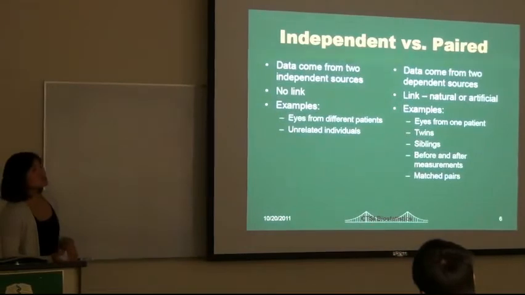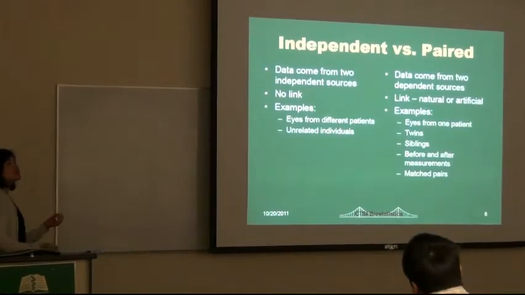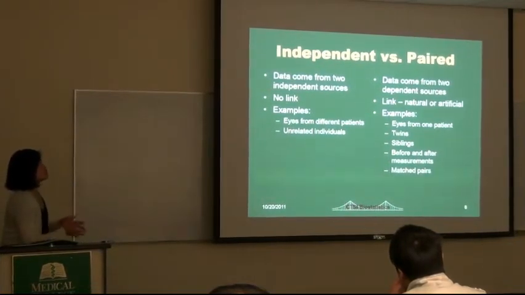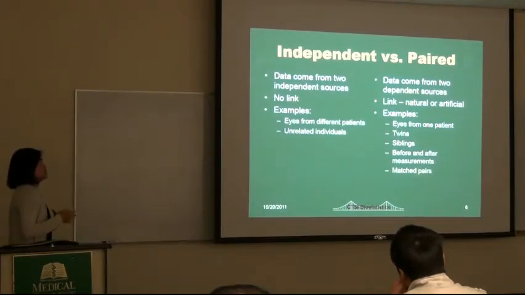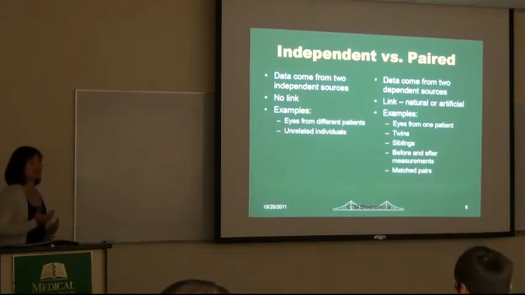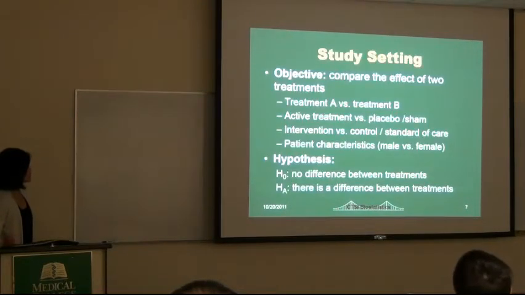Some alternative designs will give you dependent samples, which means that there are links between objects in one group with objects in the other. Some examples are if you compare treatment based on two eyes of the same patients, or if you use twins to study treatments, or siblings, or compare before and after measurements. And in some cases, you can actually match individuals that are not related, artificially linking them by certain characteristics. And we'll go through some scenarios of these examples.